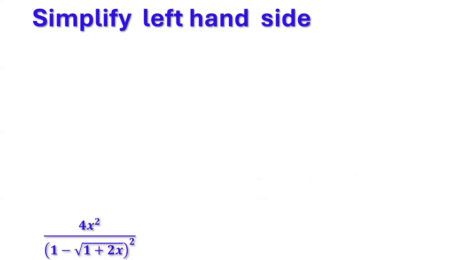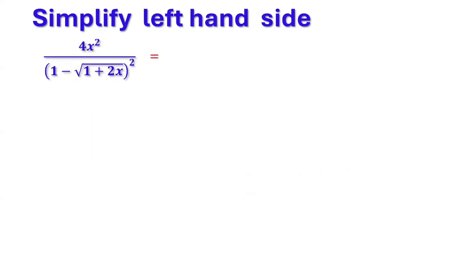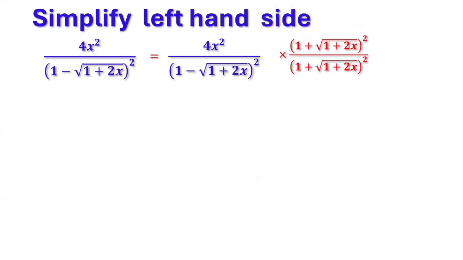To simplify the left hand side, this is equal. So here we multiply with the conjugate. The conjugate of 1 minus square root of 1 plus 2x is 1 plus square root of 1 plus 2x. We don't disturb the square now. So we just multiply with the conjugate on numerator and denominator and then simplify it.